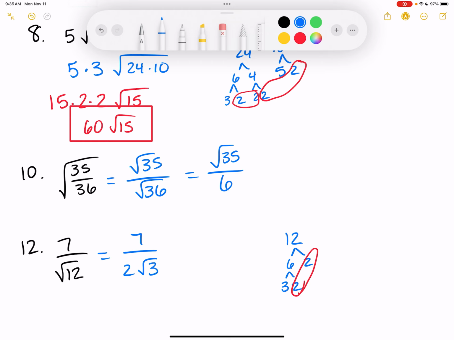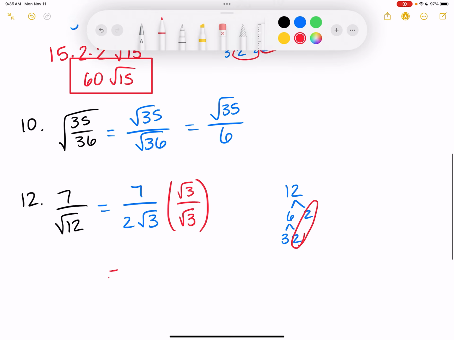Can I leave it like that? No. Why not? You can't have a radical on the bottom. So I need to rationalize it by multiplying by the square root of 3 over the square root of 3. We can have radicals on top, just not on the bottom. So when I do that, I get 7 square root of 3 over 2 times the square root of 3 times the square root of 3. The square root of 3 times the square root of 3 is the same thing as the square root of 9, which is 3. So 2 times 3 is 6.